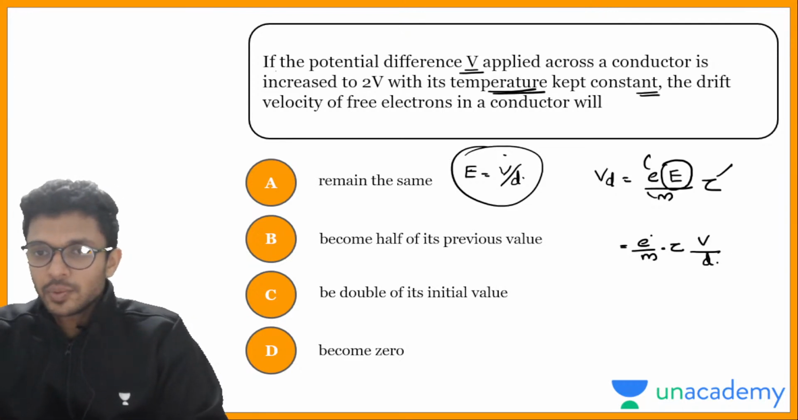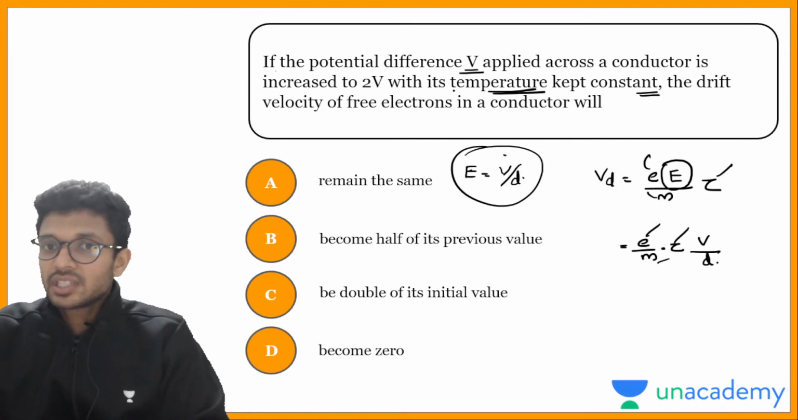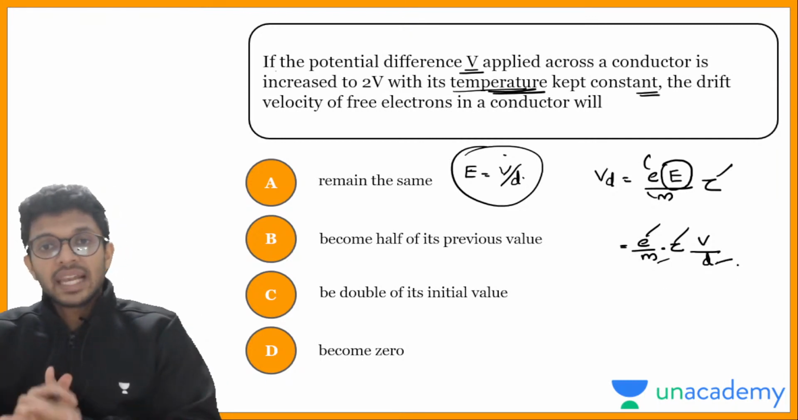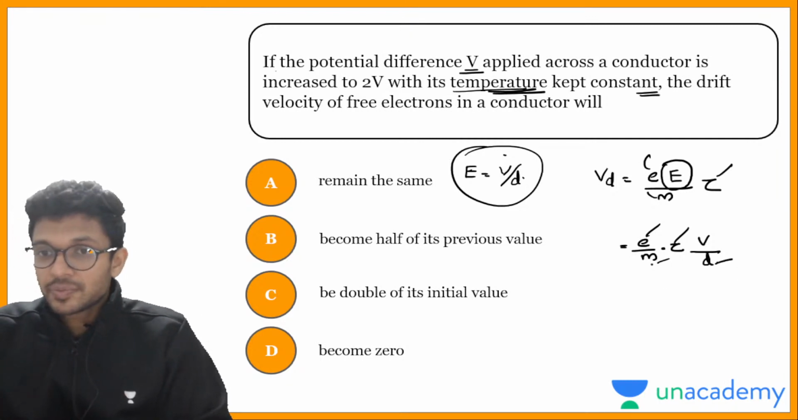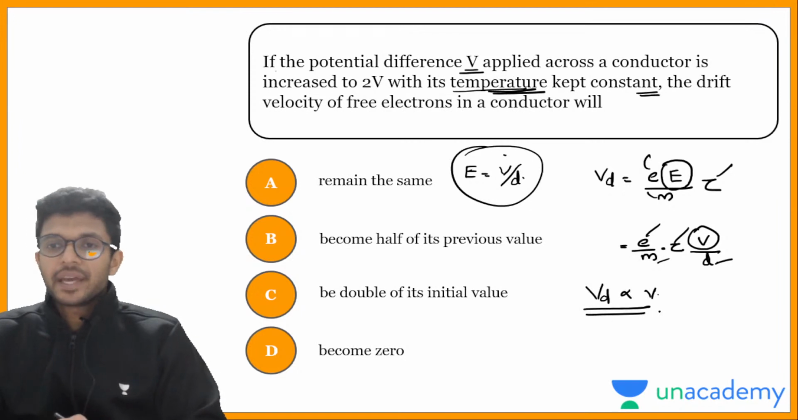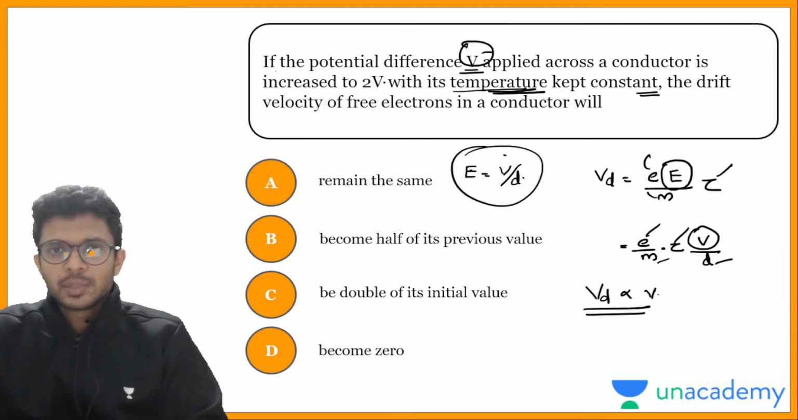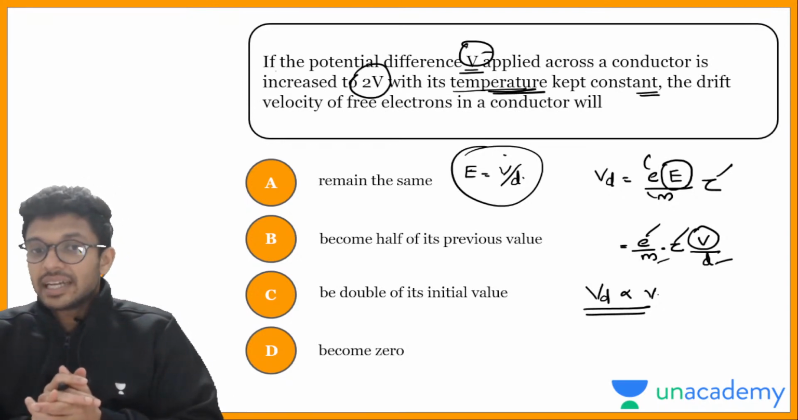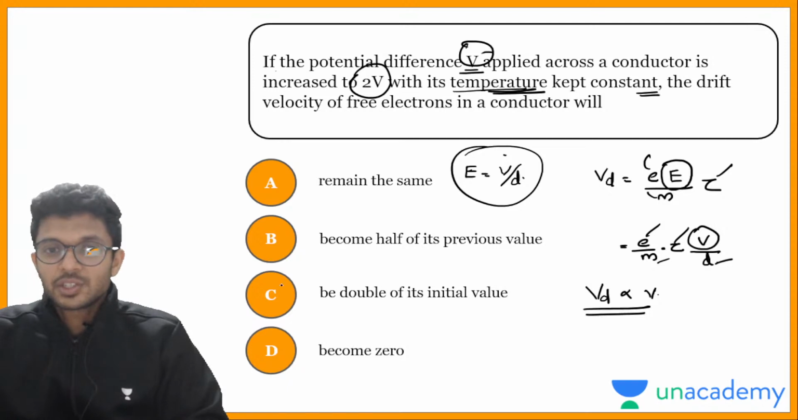Now look, everyone: electronic charge, mass of electron, relaxation time is a constant because temperature is kept constant. The distance, meaning the length of the wire, is also a constant. So you can say drift velocity is directly proportional to potential. Right? Yes or no? Yes. So if the potential is made from V to 2V, meaning if the potential is doubled, what will happen to the drift velocity?